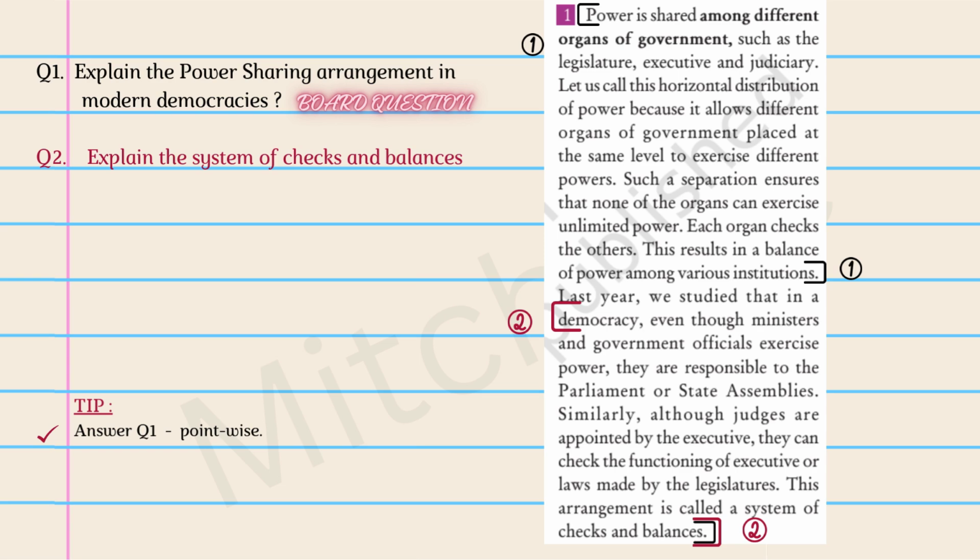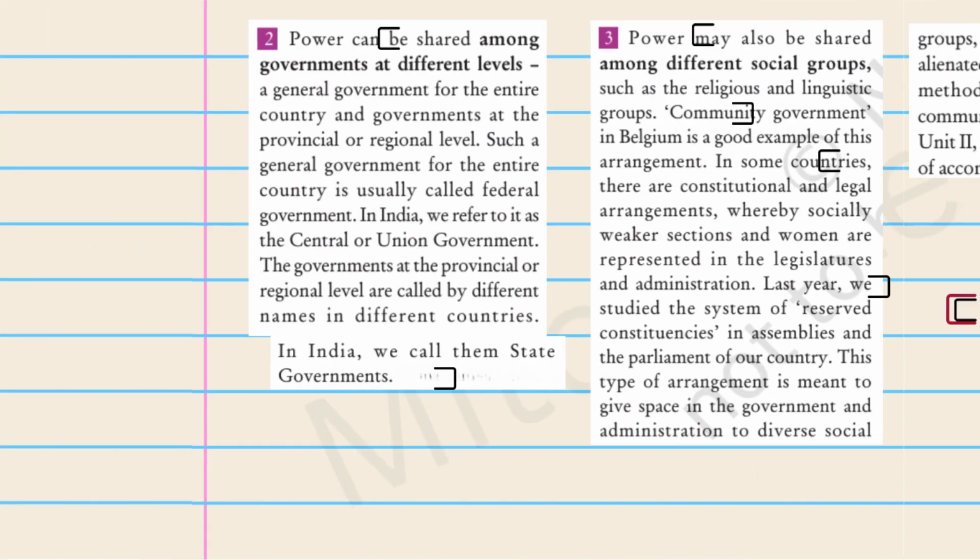Now, I have marked this answer in red simply to avoid confusion because it's a smaller answer within the bigger answer. So explain the system of checks and balances as well as explain the power sharing arrangement in modern democracies. Once again, I repeat, that is a board question.